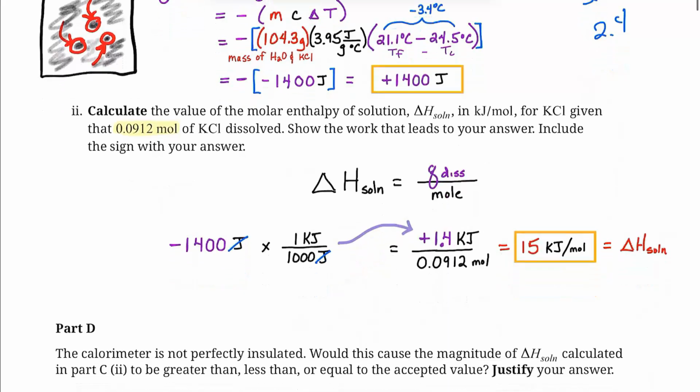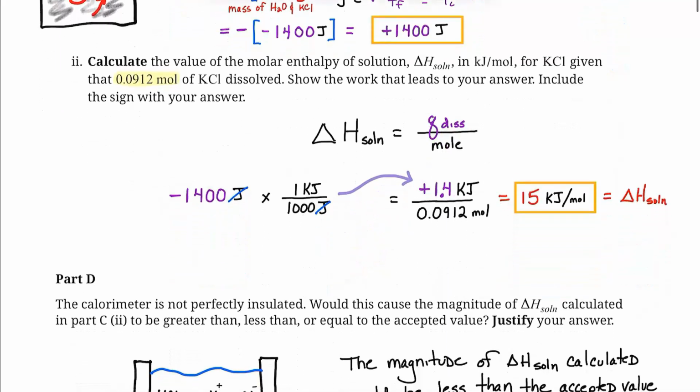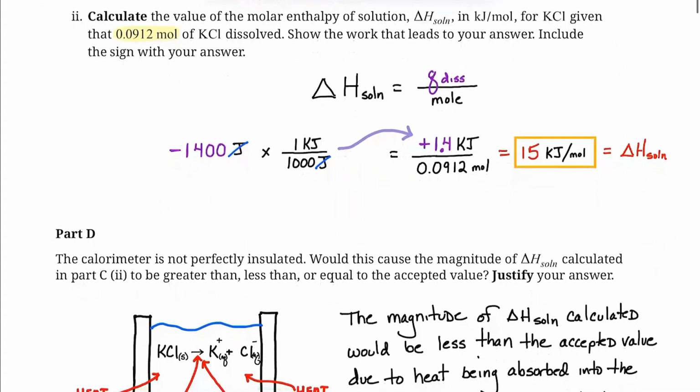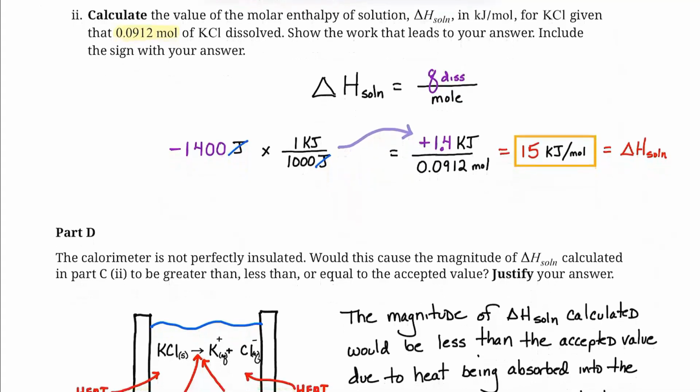So let's go through here, and we go to II. We can see that I'm going to take the Q of dissolution, which is going to be 1400 joules, and now I am going to convert it to kilojoules. Why? Because they asked me to calculate the value of the molar enthalpy of solution in kilojoules per mole. Well, I'm in joules, so I better put that in kilojoules. If I don't, this question is wrong.